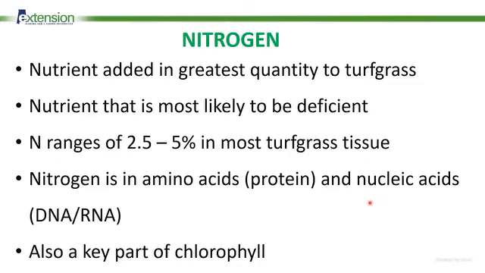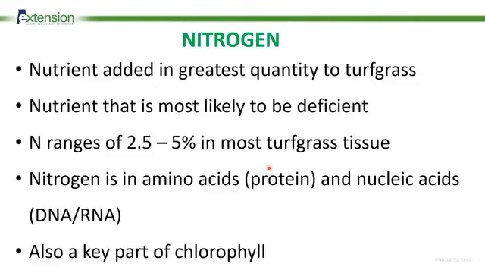It is the nutrient that is most likely to be deficient in a turfgrass just because it's the one that's added in the greatest quantity. Nitrogen usually makes up about 2.5 to 5% of turfgrass tissue by weight. That can be more, especially in say a golf course turf situation where you're heavily fertilizing. But this is one of the big three fertilizer elements, and it's still only a minor component compared to carbon, hydrogen, and oxygen.